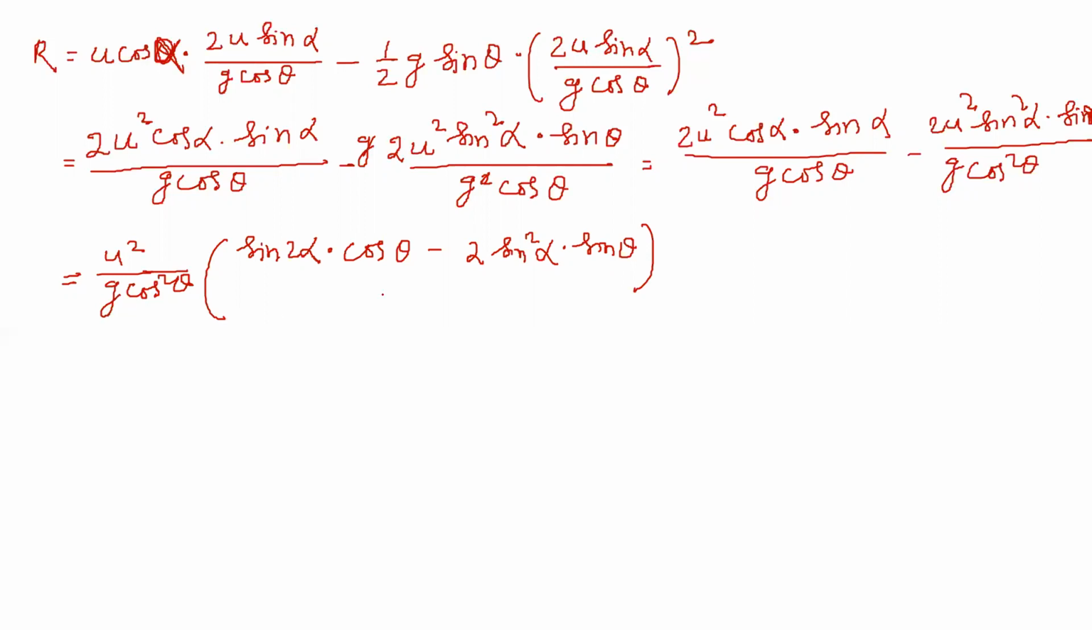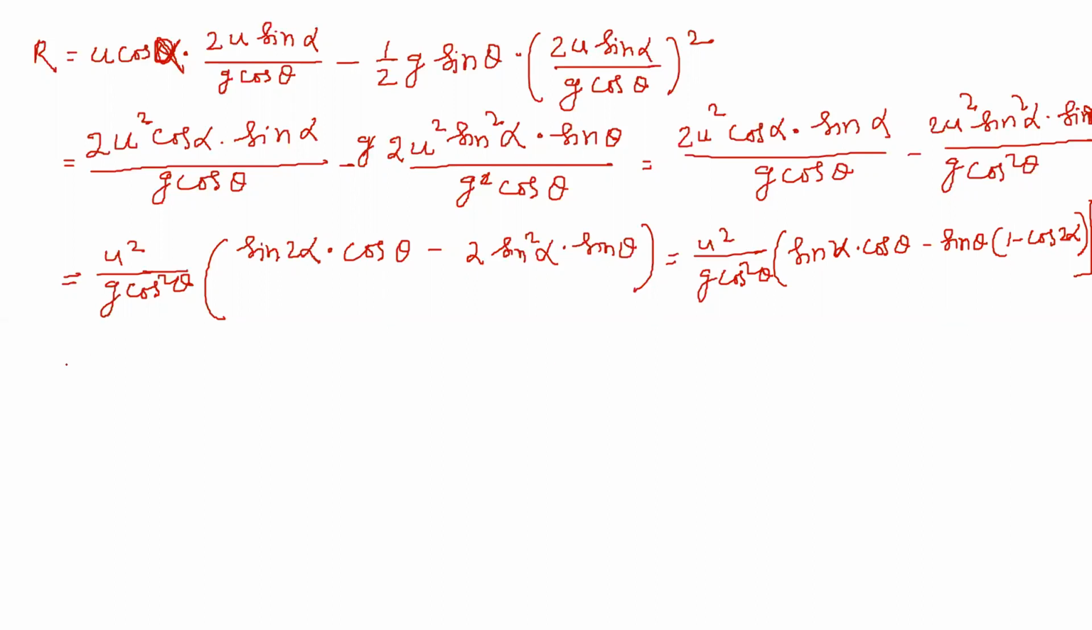Again students, let's see here. Again I can write it as U square by G cos square theta whole into sin 2 alpha into cos theta minus. Students, 2 sin square alpha is what? 1 minus cos 2 alpha. So sin theta remained in its place, and in place of 2 sin square alpha, I can write 1 minus cos 2 alpha. I wrote it, no problem.